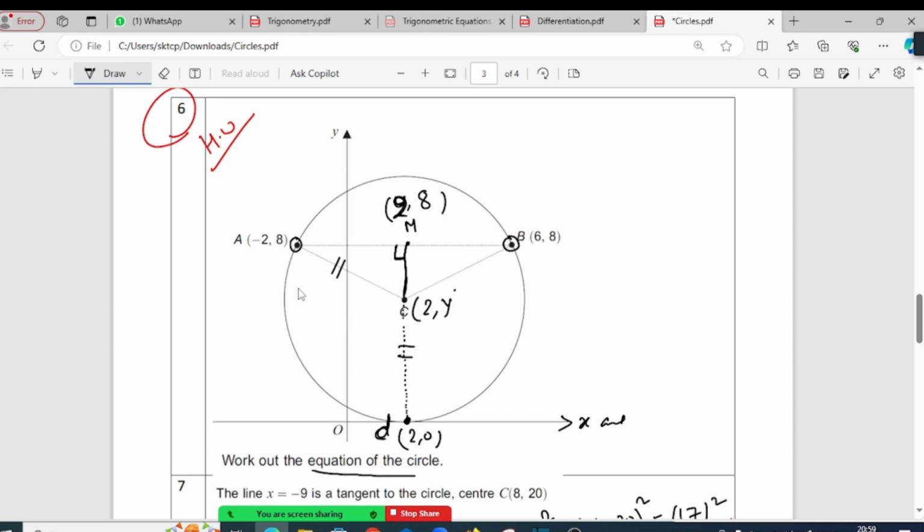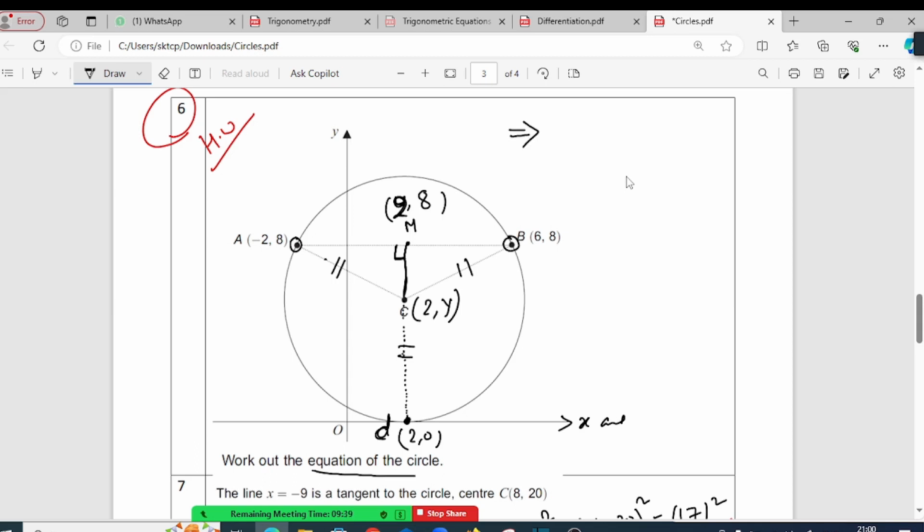It's (2, y). Sure. But what's the difference? If they're both the radii, then shouldn't we be able to equate any of them? Why can we equate this radius but not the other one? You can equate either AC to CD or BC. We can equate either this or this. But I'm saying why can't we do AC and CB? Why does that cancel out? I will explain. Just let us solve first.